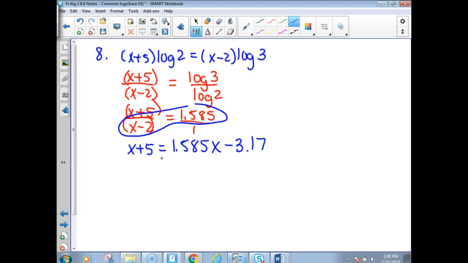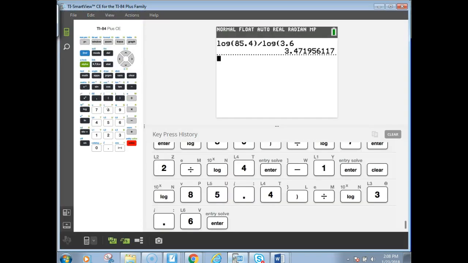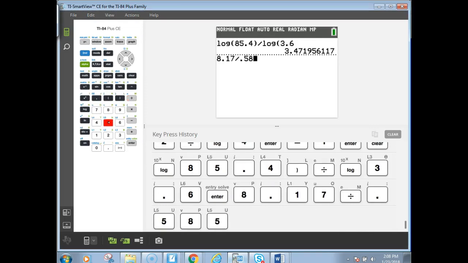All right, now I need my x's on one side, and I've got 1x on the left. So I'm going to subtract x and add 3.17 at the same time. So that's going to give me 8.17 equals 0.585x. Okay, I'm doing 2 algebra steps at a time here. And now I'm going to divide. So I'm going to do 8.17 divided by 0.585, and I'll finally know what x is. 8.17 divided by 0.585. And I think it was 13.97.